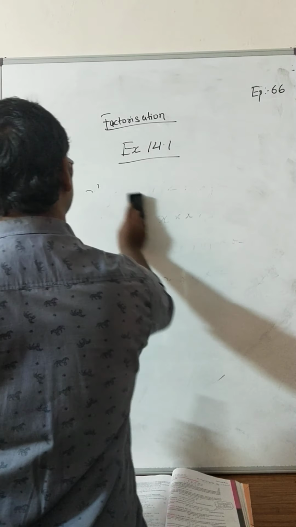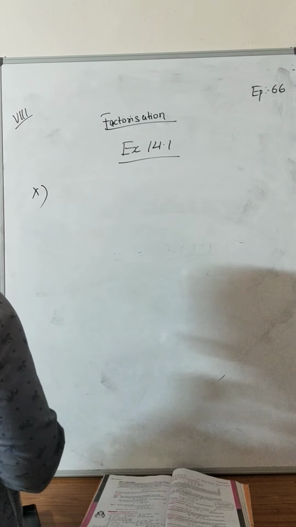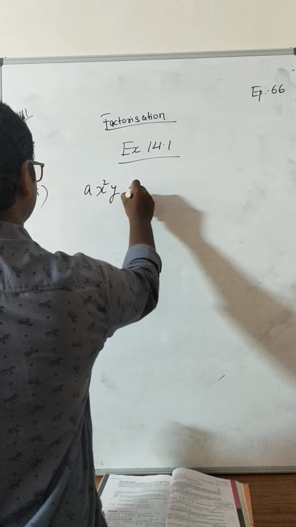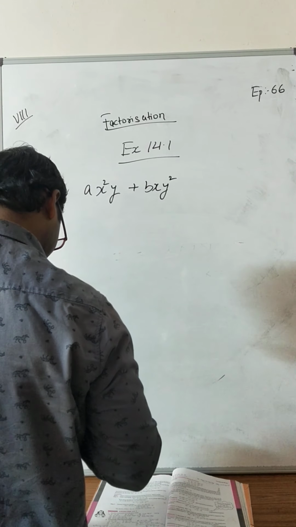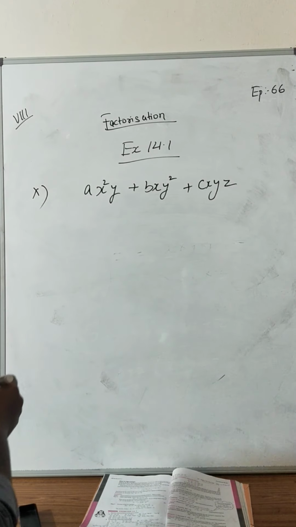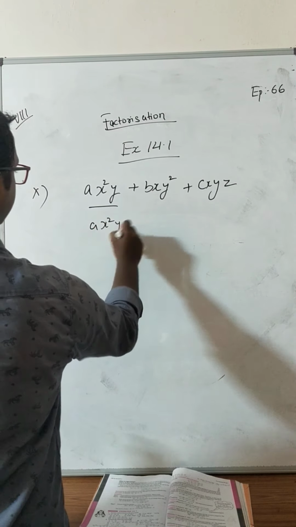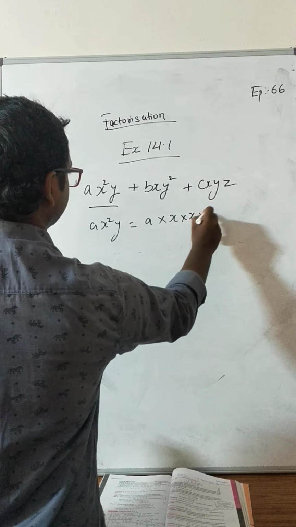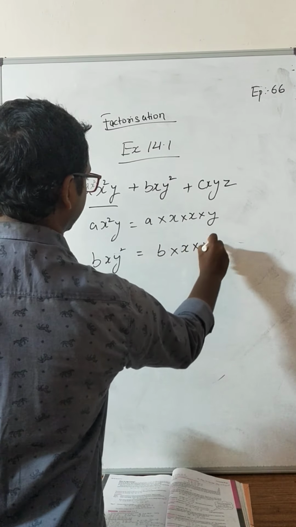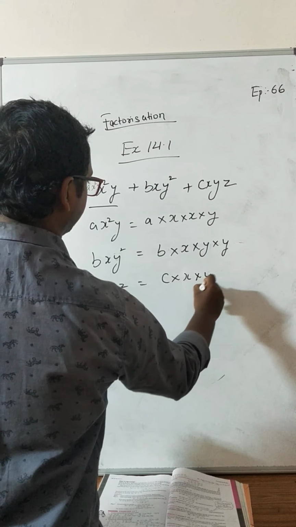Now look at the 10th one. In the 10th one, the question is ax square y plus bxy square plus cxyz. Okay. So let's start with this one. The first term, ax square y, is a into x into x into y. The second term, bxy square, is b into x into y into y. The third term, cxyz, is c into x into y into z.